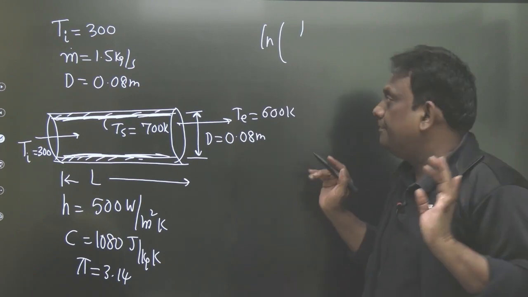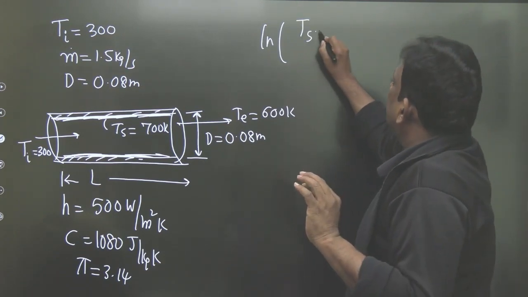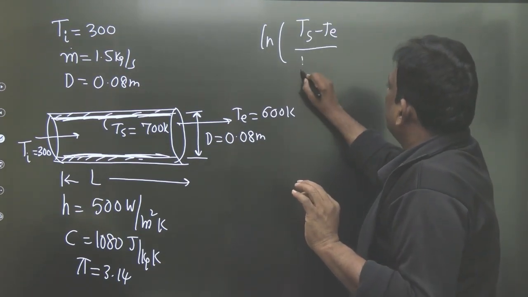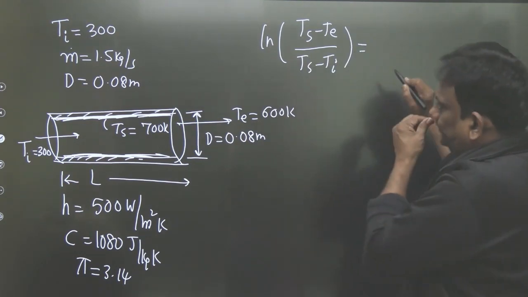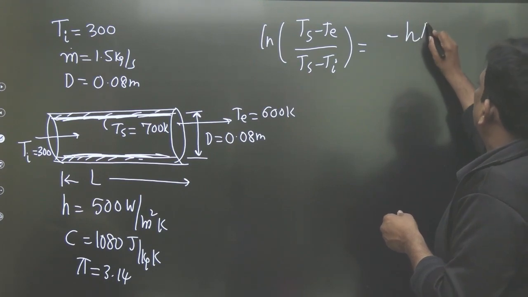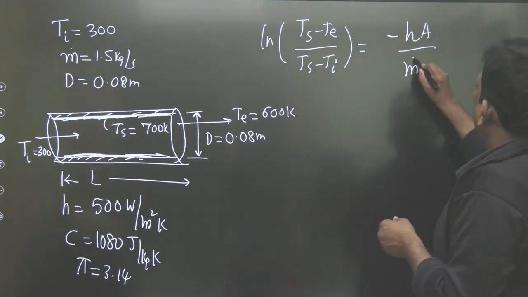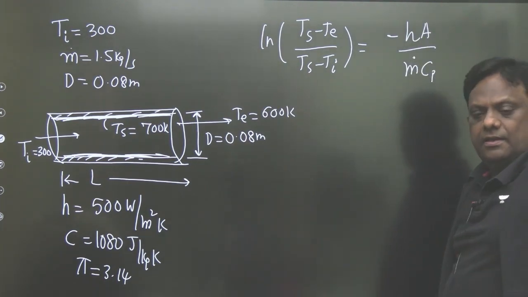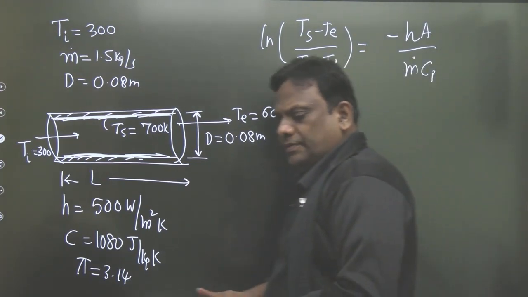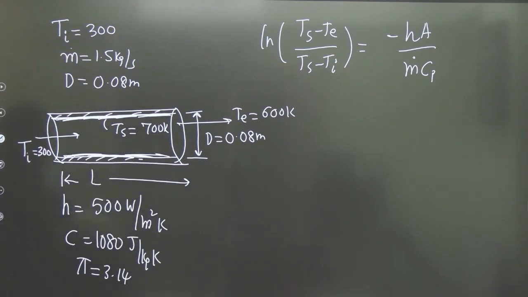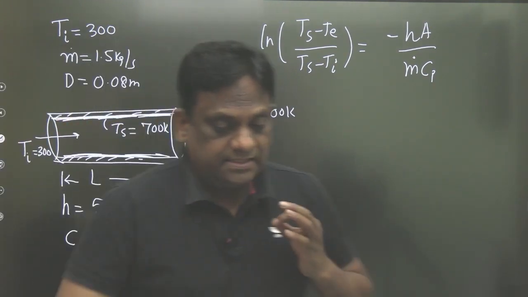So (Ts minus Te) by (Ts minus Ti) is equal to minus h A by m dot Cp. This I have given. This equation was derived by me in our regular classes. Now these are simply revision classes or question series classes. Therefore, my dear students, I am not deriving the equation. I have already derived this equation in my regular class.